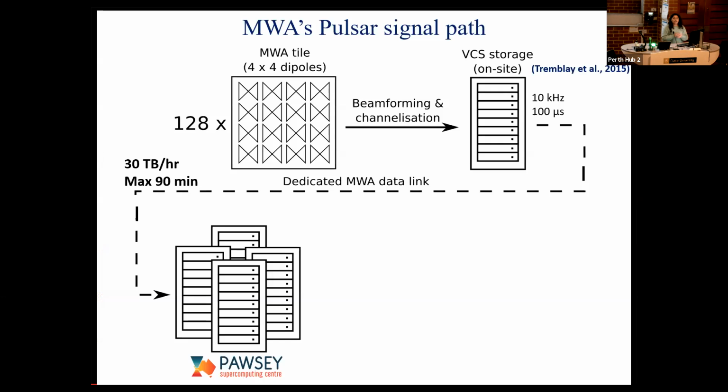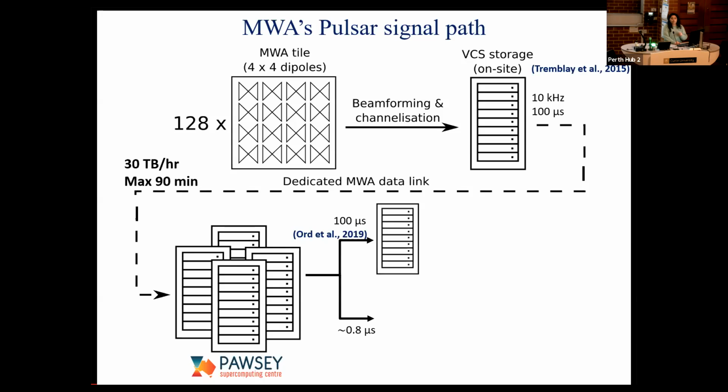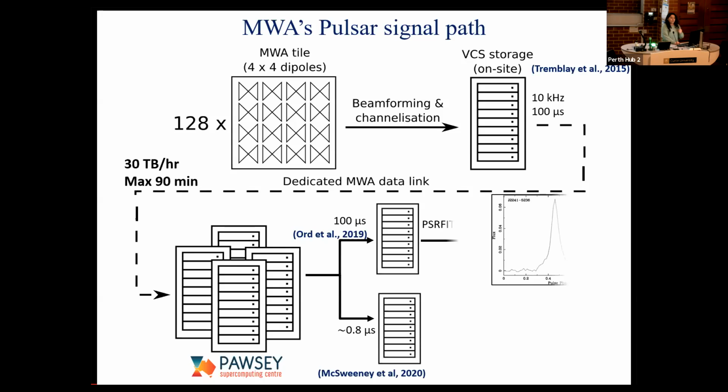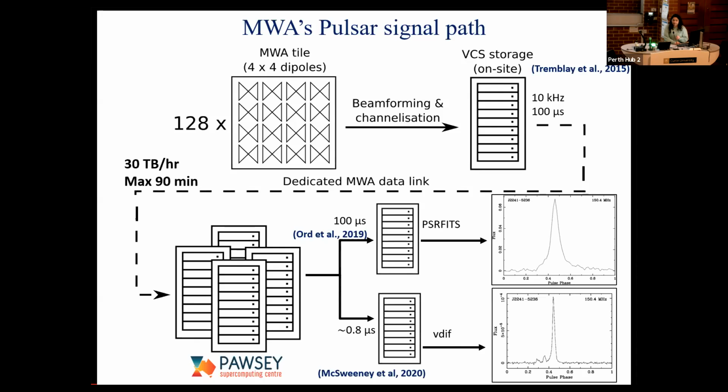The MWA was not originally designed as a pulsar instrument, but we can do pulsar science with it with the help of the VCS, the voltage capture system. It records the voltages from 128 tiles with a frequency and time resolution of 10 kilohertz and 100 microseconds. The data rates are very high, so we cannot process it on site. We take everything to the Pawsey supercomputing centre, and there we can beamform the data either with the native 100 microsecond time resolution, or use the higher time resolution of 8 microseconds, which is very important for the study of millisecond pulsars.